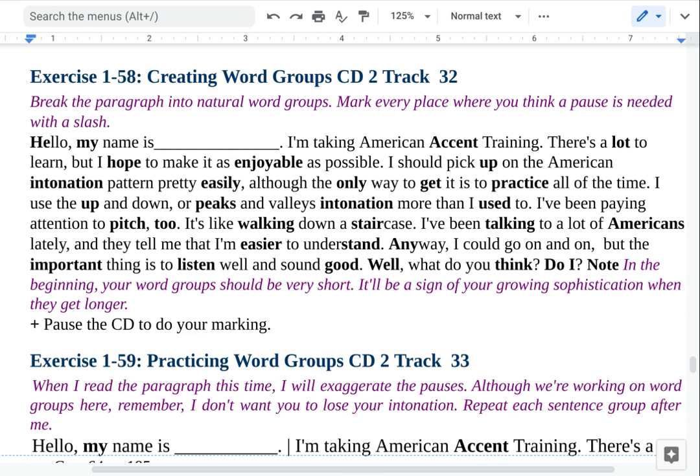Use the liaison techniques that you have just learned to connect the words, then regroup them and place one sound unit on a step. As before, start a new staircase every time you stress a word. Remember, new sentences don't have to start new staircases. A staircase can continue from one sentence to another until you come to a stressed word. Pause the CD.